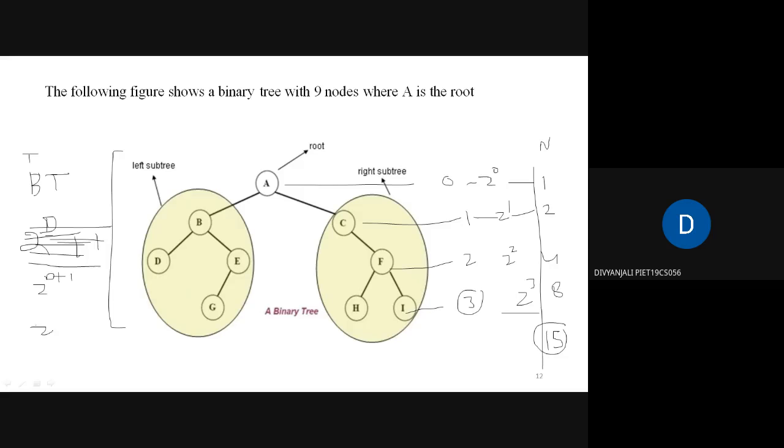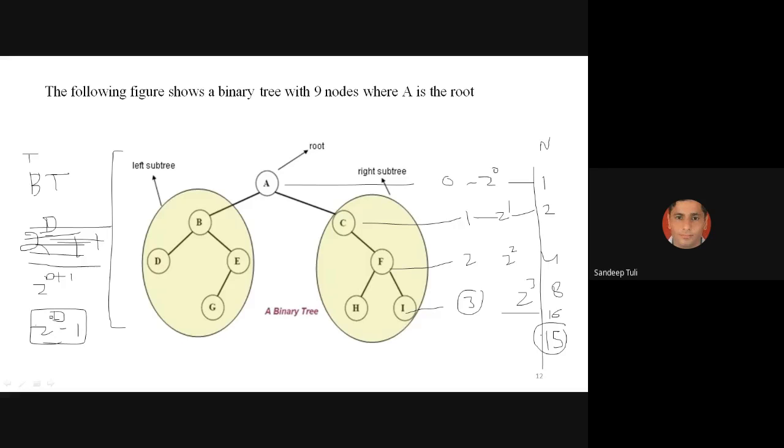There are 4 number of levels. 2 to the... no, there are 3. So the depth is actually what? 4. Yes, depth is 4. So 2 to the power d minus 1. That is the formula for the total number of nodes. Now suppose I add one more level in that. So one more level means 2 to the power 4, which is 16.